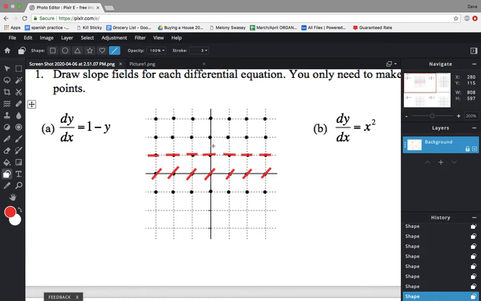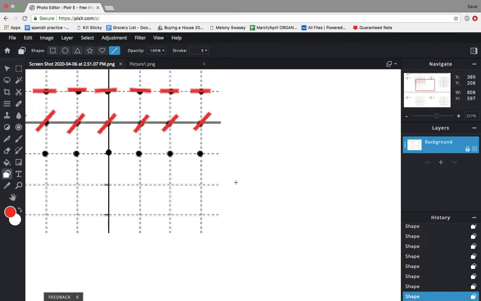This guy here has coordinates 0, 2. Plugging 2 in for y here gives me 1 minus 2 is -1. So this guy is going to have slope -1. And again, using that same argument, they're all going to have slope -1. And we can proceed further, and you can figure out the rest.